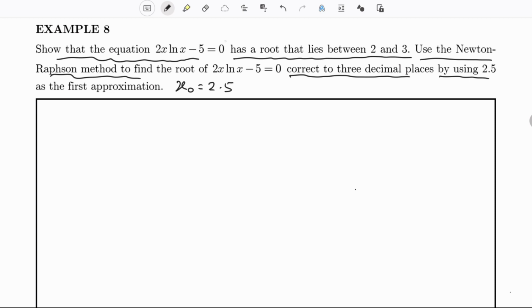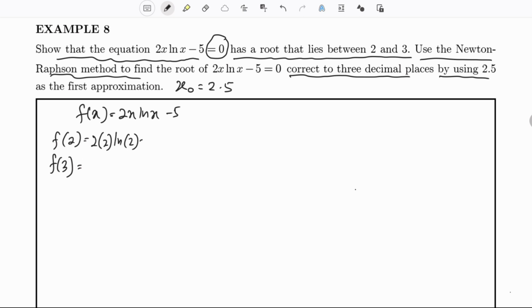So take out the function. Make sure it's equal to 0. So your f(x) is 2x ln x minus 5. So substitute f(2), f(3). So 2 ln 2 minus 5, 3 ln 3 minus 5. So use your calculator. So negative 2.227. And here will be 1.592. So you see here, we have 3 decimal places. So one less than 0, one greater than 0.